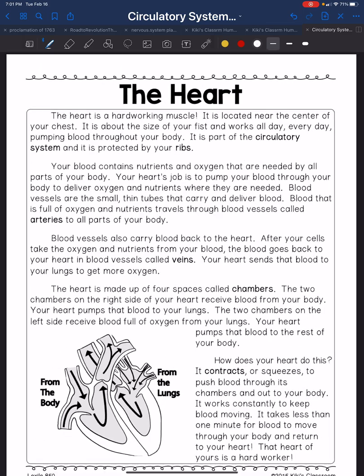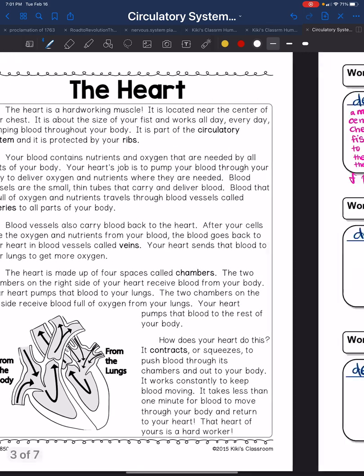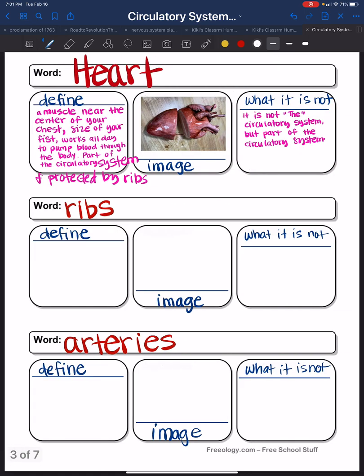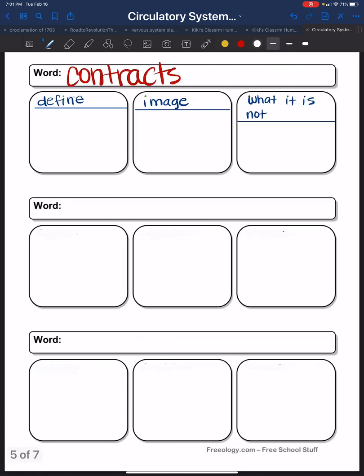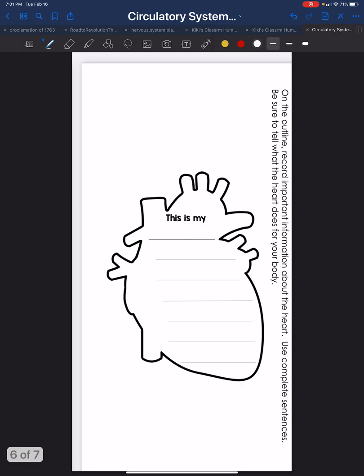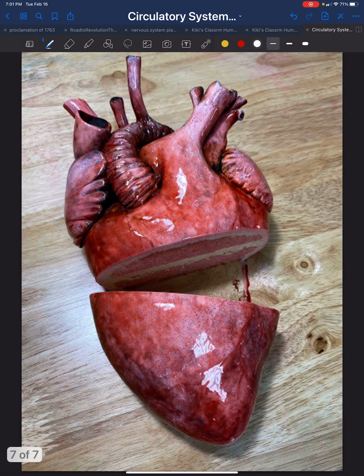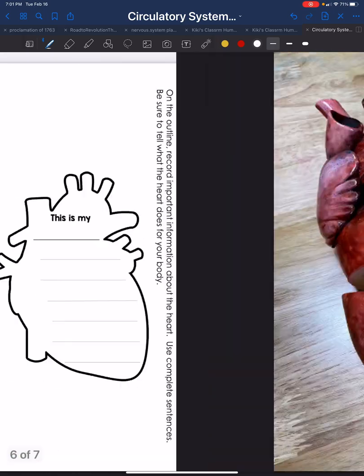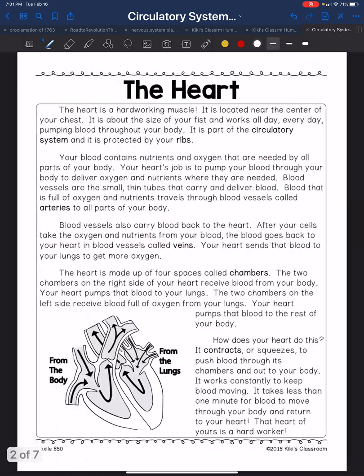All right, we have an article here that we're going to read, and then we have to look at the definitions and what it means. And then we have to write about the heart, and there is an actual picture of the heart. It's hard to believe that we have something like that living inside our bodies, isn't it? Functioning inside our bodies.